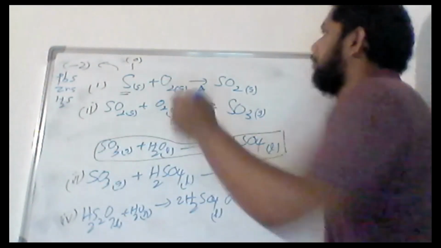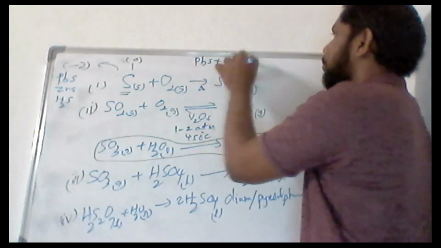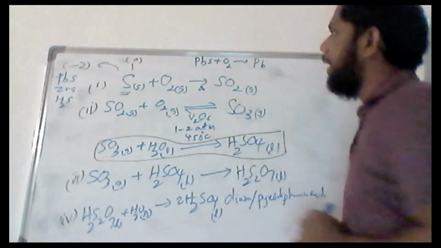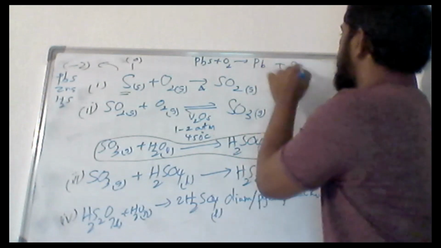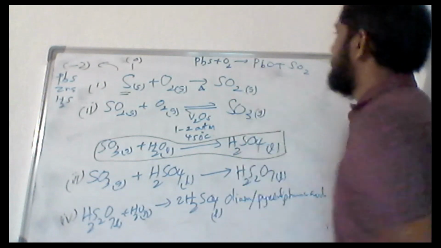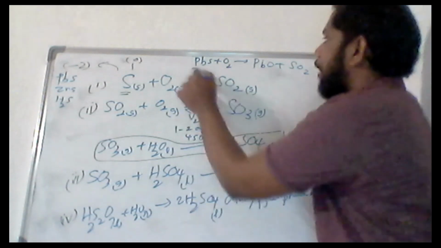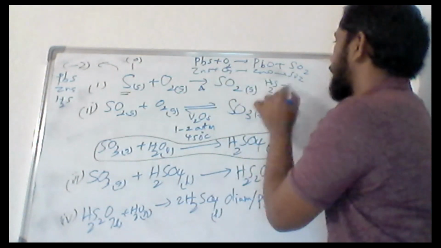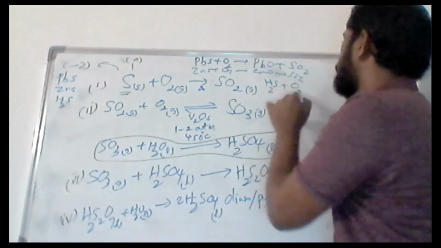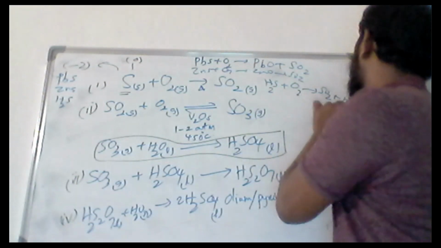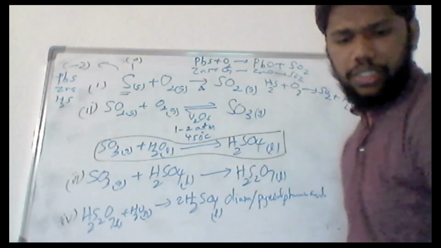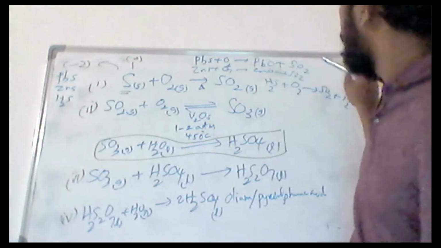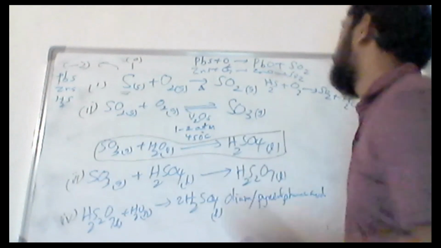So basically, when you use PbS with O2, it will form lead oxide plus SO2. And you can use zinc sulfide, zinc oxide plus SO2, and you can use H2S, and here SO2 plus water. Basically water plus SO2. So instead of this first reaction, you can write down these reactions as well. So don't forget about that.